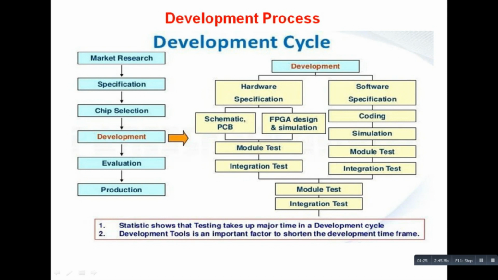And after production, we get one product, and that product is used by a number of people. According to their review, we can make some modification in the system. That goes again under evaluation, then we make one product. The main part is the development, and we divide that development into two parts: hardware specification and software specification.